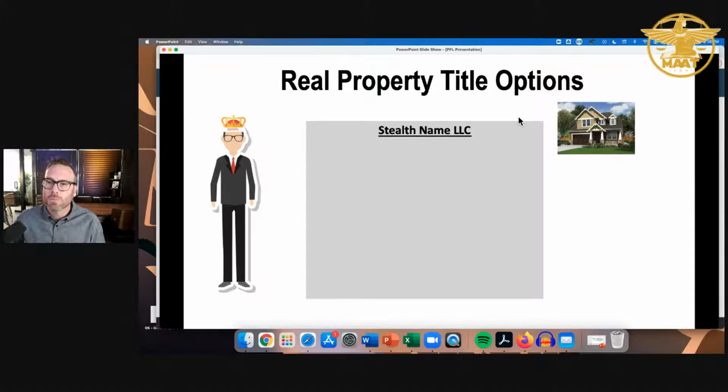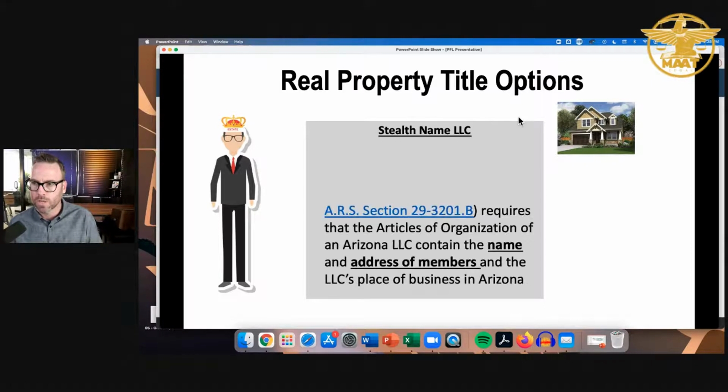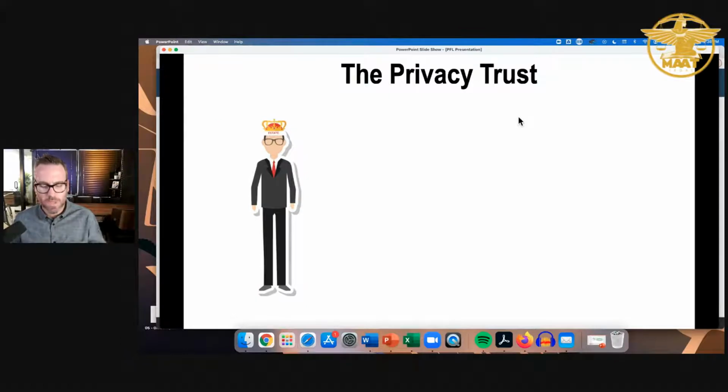Now, what if you take ownership of a property in the name of an LLC? Then what gets disclosed? The law requires that you have to have the name and address of the members of the LLC, so they have to be published on the Corporation Commission website. So if you take title to a property in the name of an LLC and you're the owner of the LLC, people are going to be able to determine that easily just by looking on the Corporation Commission website with a simple search. So what do you do? How do you keep your privacy?